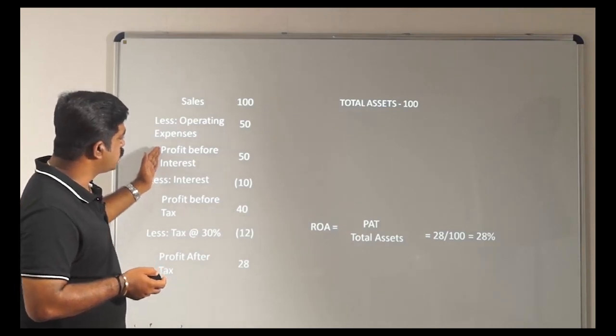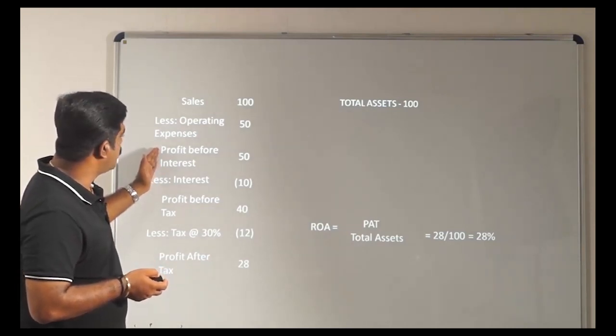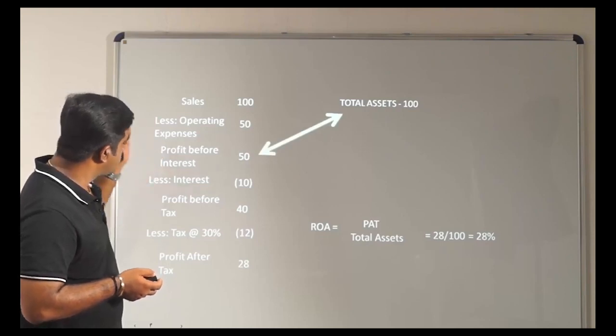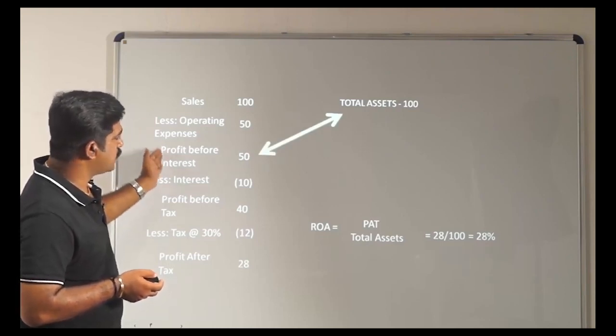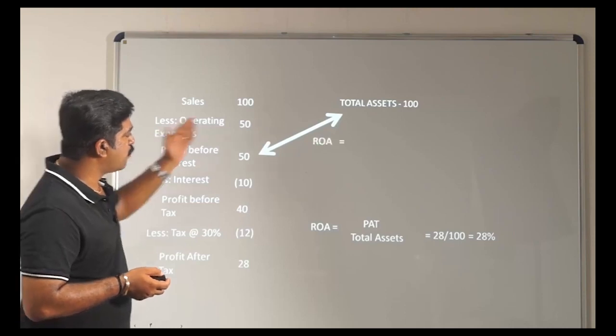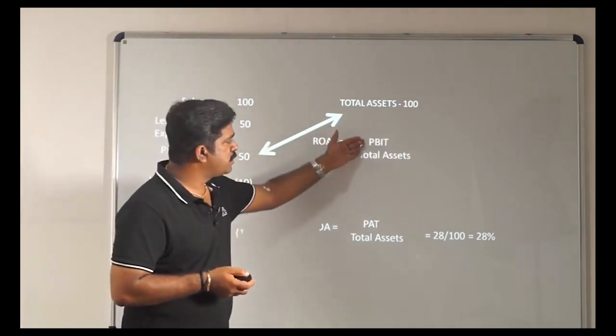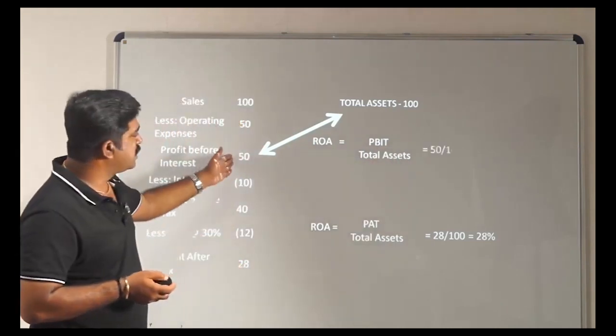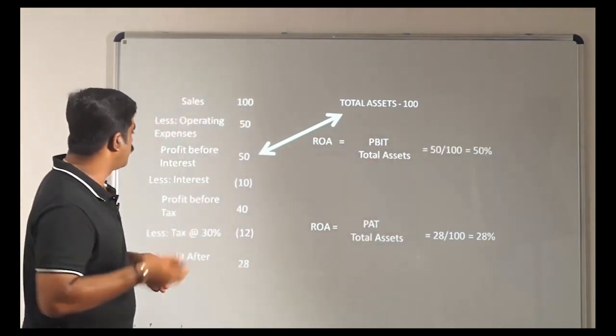So there the focus will be on profit before interest and total assets. In that case, the formula will be profit before interest by total assets. Return on asset will be profit before interest, PBIT, divided by total assets. So it's going to be 50 divided by 100 into 100, so 50%.